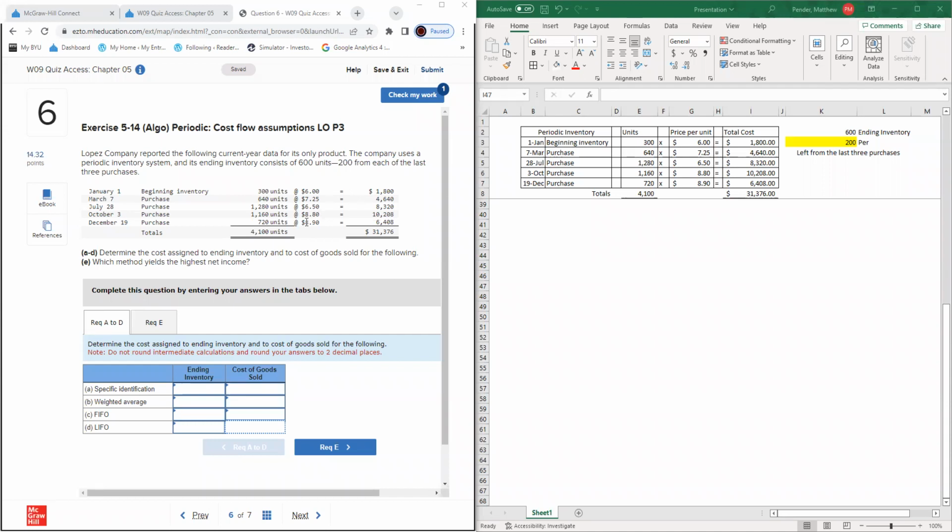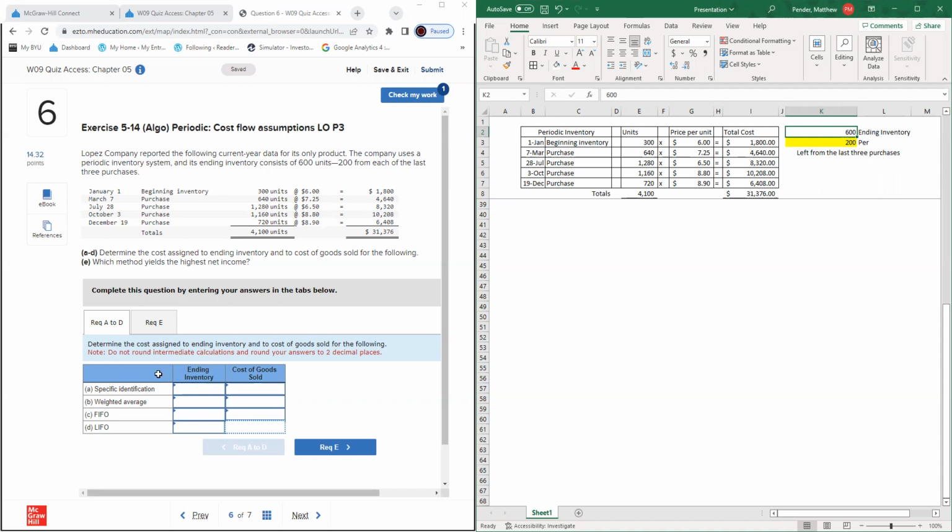So again, the Lopez company reported the following current year data for its only product. The company uses a periodic inventory system, and its ending inventory consists of 600 units, 200 from each of the last 3 purchases. So I transferred all my information from the page over into Excel: total units, price at which the units were purchased, and total cost at that price, and then made a couple of notes. Total ending inventory is 600, and that's 200 per each of the last 3 purchases.